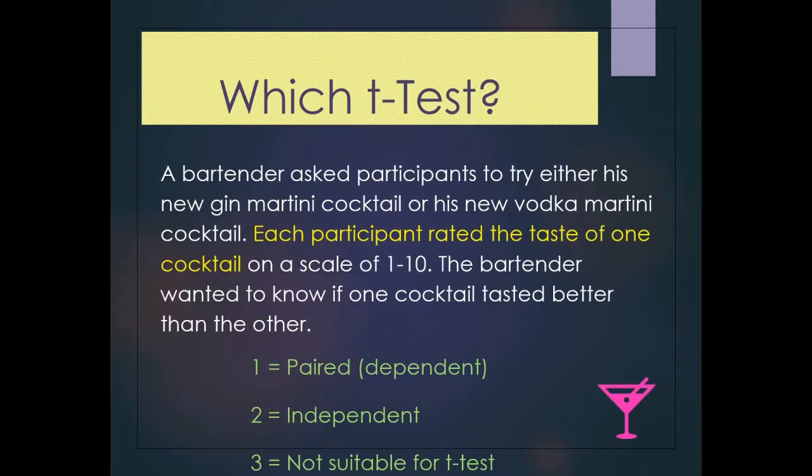A bartender asks participants to try either his new gin martini cocktail or his new vodka martini cocktail. Each participant rated the taste of one cocktail on a scale of 1 to 10. The bartender wanted to know if one cocktail tasted better than the other. Would that be a paired or dependent t-test? Would this be an independent t-test? Or three, not suitable for a t-test? I'll go ahead and move forward.